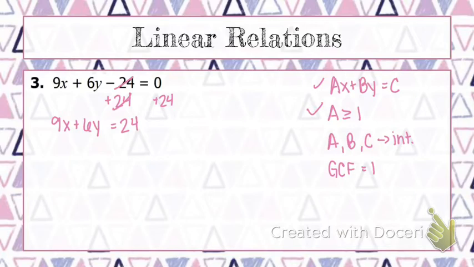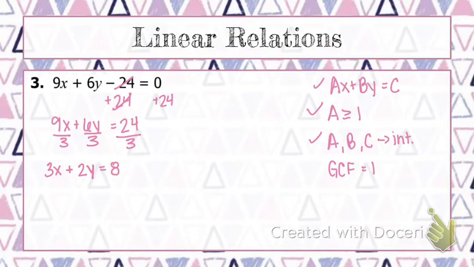A, b, and c must all be integers. There are no fractions or decimals, so that one's good. And the greatest common factor of 9, 6, and 24 is actually not 1. The number 3 goes evenly into all three of those numbers. So we can divide both sides of the equation by 3. And another way to write that that's a little bit easier on the left side is to take each section of the equation and divide it by 3. So 9x over 3 gives us 3x, 6y divided by 3 is 2y, and 24 divided by 3 is 8.